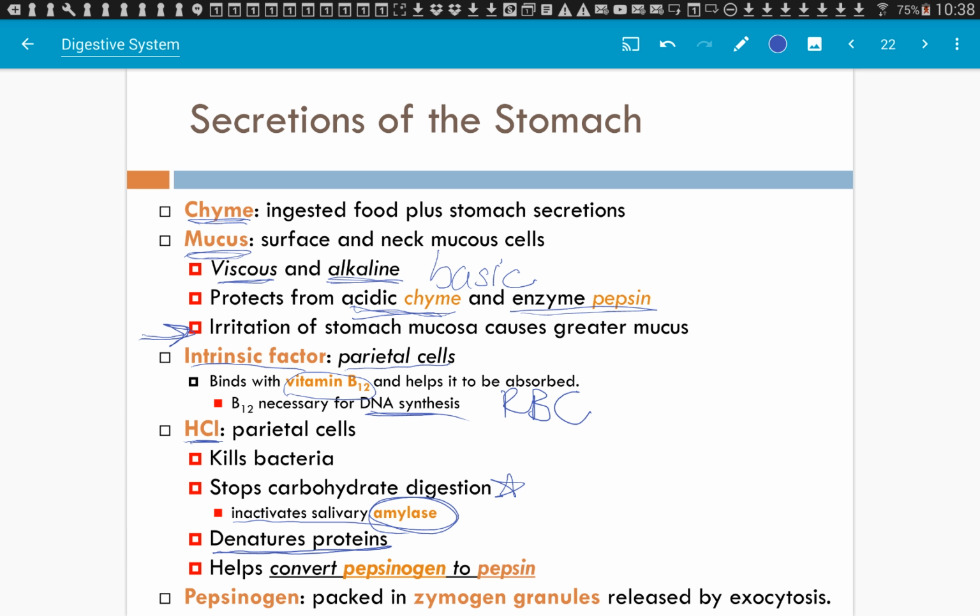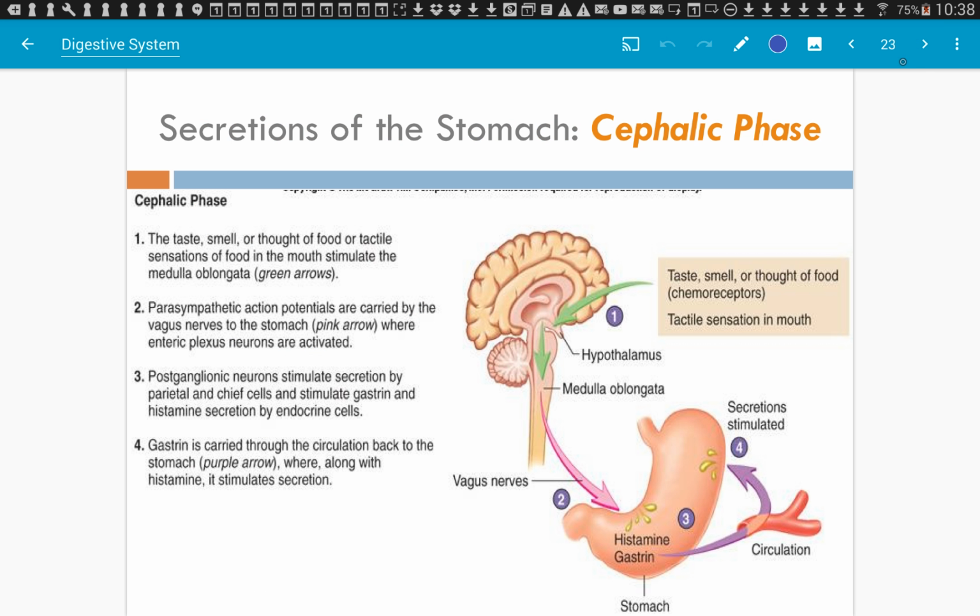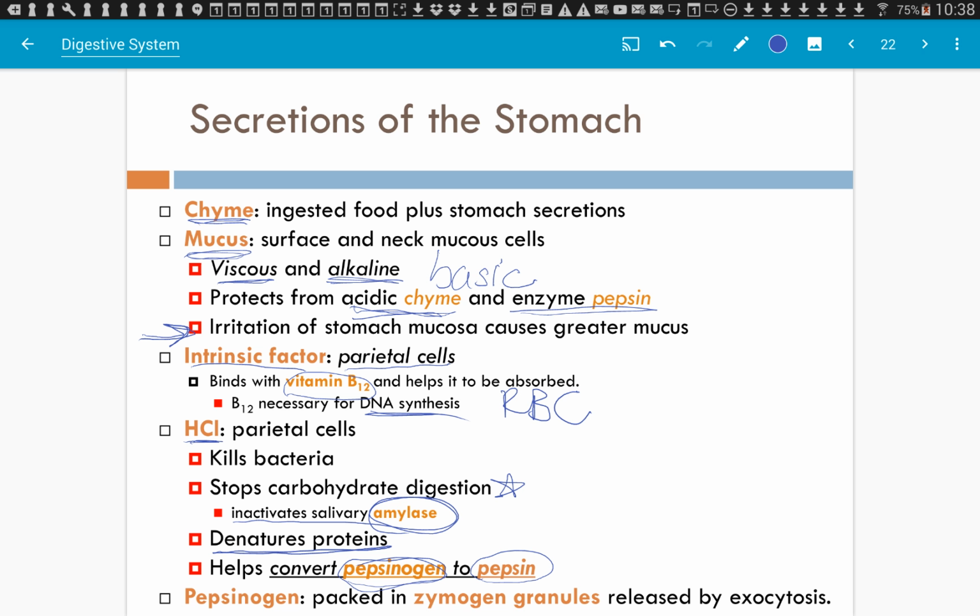In addition, hydrochloric acid converts the molecule pepsinogen to pepsin. And this is important. So pepsin helps, I don't want to say it, let me just double check. So for now, I'm just going to say it helps with the breakdown of proteins as well. I could be wrong, and if I am, I'll tell you.